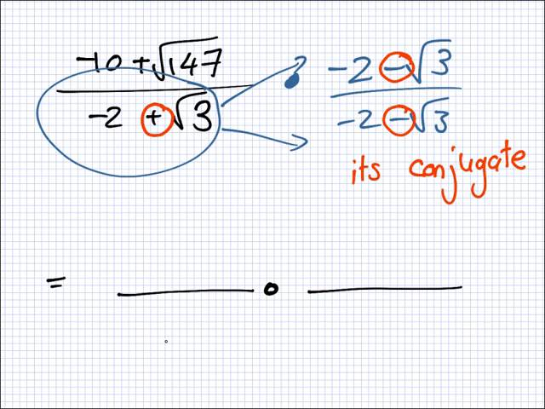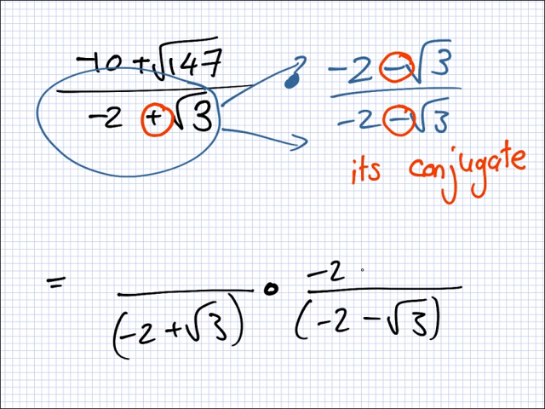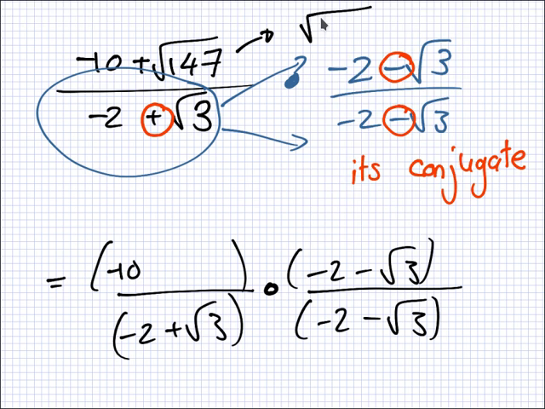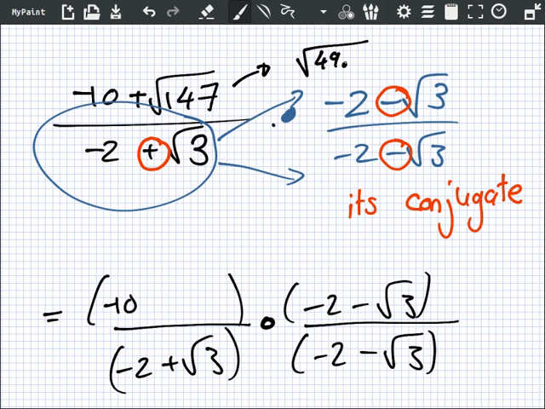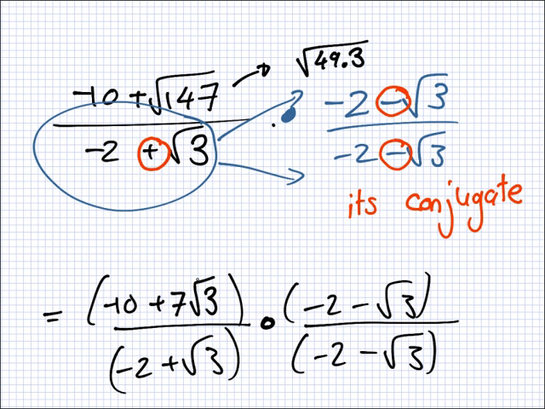So we want to do minus 2 plus root 3 times minus 2 minus root 3, and then minus 2 minus root 3 here. Now before I begin, I'll just simplify this 147. Root 147 is the same as root 49 times 3, which is 7 root 3. So that's plus 7 root 3. So it's a little bit easier. They're smaller numbers now. Okay?